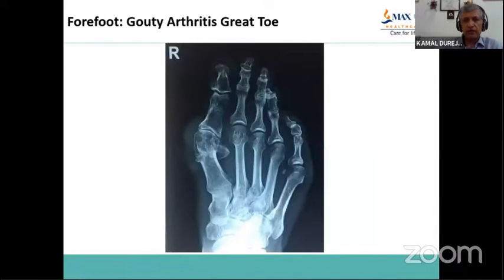This is one of the X-rays of a gouty arthritis, which again involves the first MTP joint. You can see a lot of gouty cysts in the head of the metatarsal.